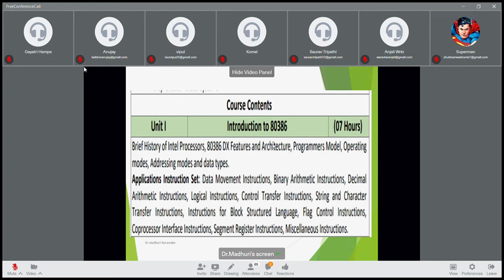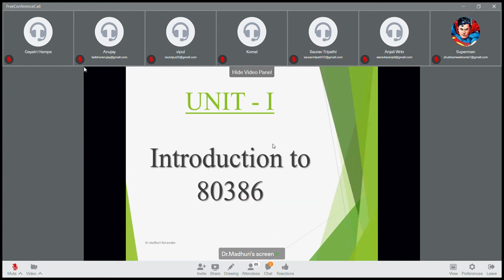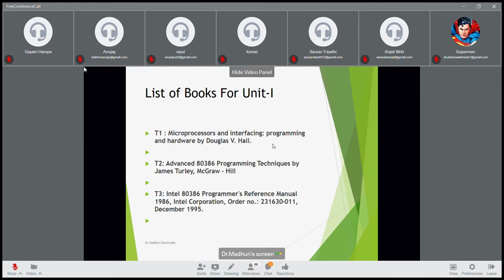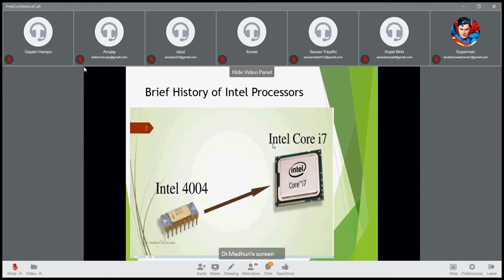So we will go through the brief history of Intel microprocessors first. This is the first unit, and the prerequisite for this unit is knowledge of memory organization and memory segmentation, which we will see. For this unit you can go through these books: Microprocessor and Interfacing by Douglas Hall, and the 386 manual by James Turley, which I already mentioned in the last lecture.